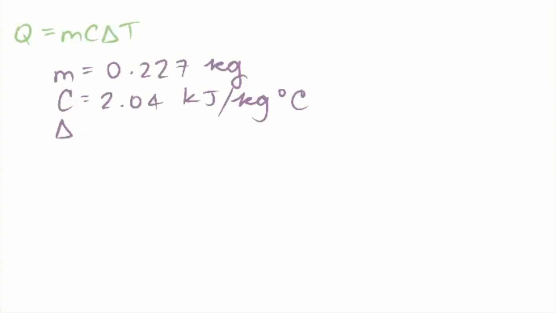In addition to accounting for the heat energy needed for the phase change, we also need to account for the change in temperature. So we're using the equation Q = mcΔT, where our m is 0.227 kilograms, our specific heat capacity for the butter is 2.04 kilojoules per kilogram degrees Celsius, our initial temperature is 1.67 degrees Celsius, and our final temperature is 28.33 degrees Celsius.